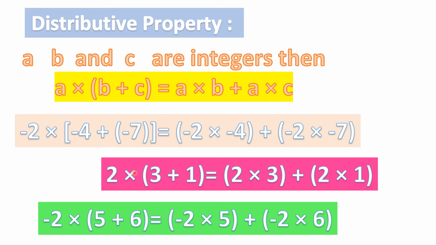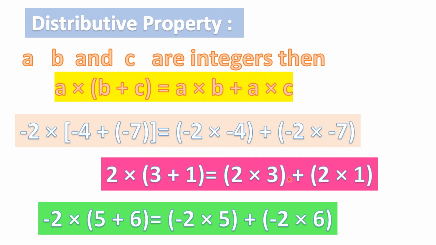Let's look at this, because all are positive numbers, so you'll find it easier to understand that first. Now 2 multiplied by (3 plus 1). Whenever you see a bracket, you solve the bracket first, right? So 3 plus 1 is 4, and 4 into 2 is 8. So you got 8 on this side. Now let's see whether we get 8 on this side or not.